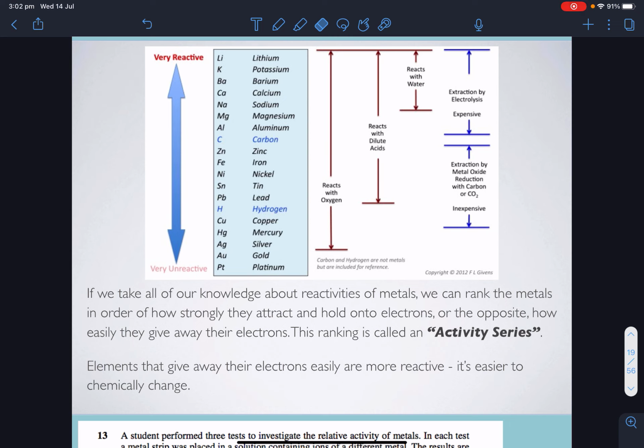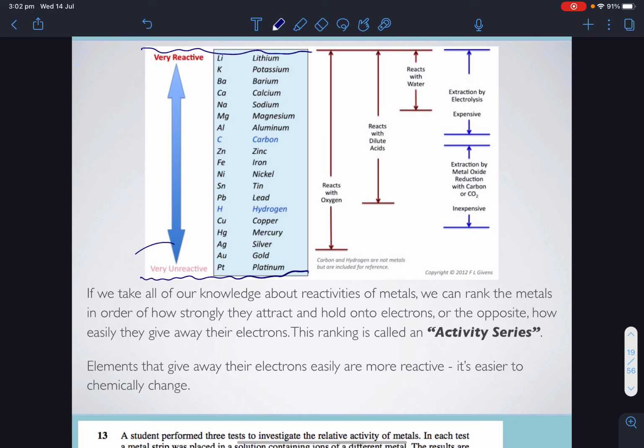Okay, and here's a representation of it that I've got here, where I've got the most unreactive down the bottom and the most reactive at the top. You should notice the order of the pattern is roughly from what we were seeing earlier when we were talking about metals reacting with oxygen, water, and dilute acid. So we call this ranking the activity series.